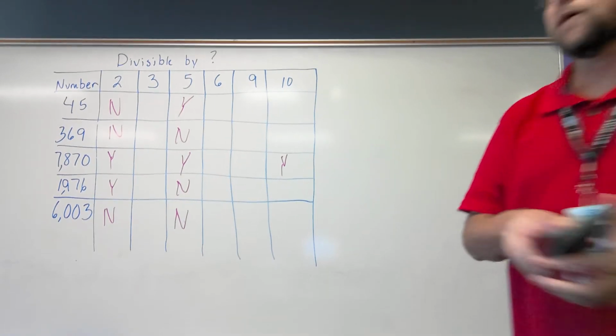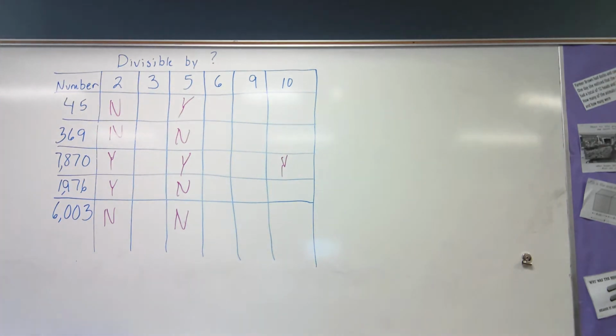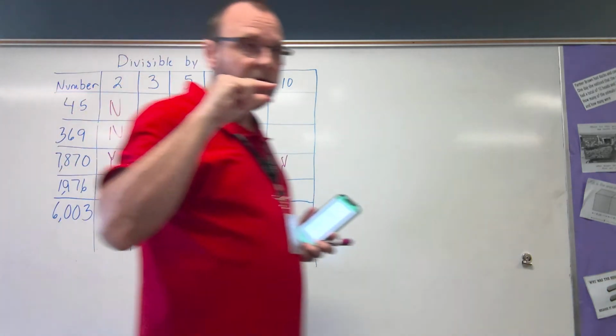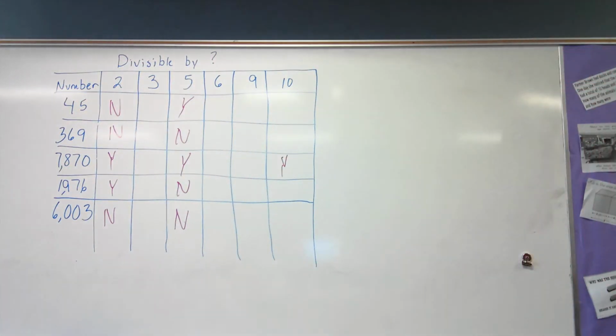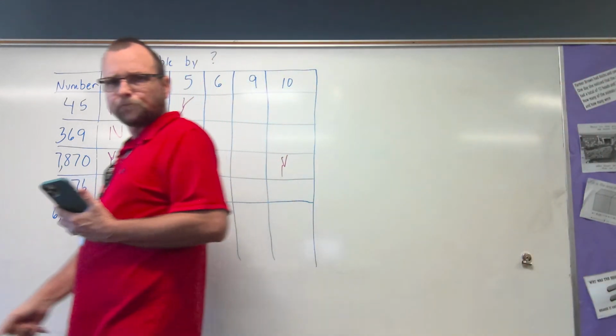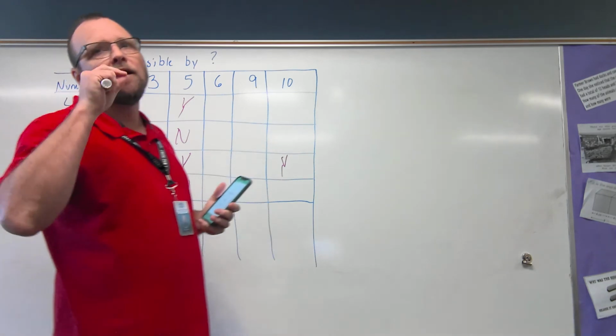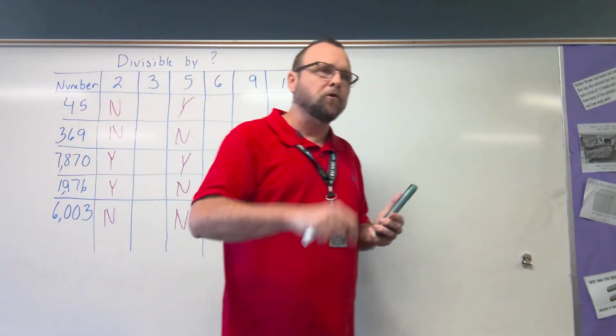Now we get to some that take about this much thinking, and we'll be able to do that. So let's look at 3. The rule for 3, Grace, is what? The sum of the digits is divisible by 3. Good. The sum of the digits is divisible by 3.